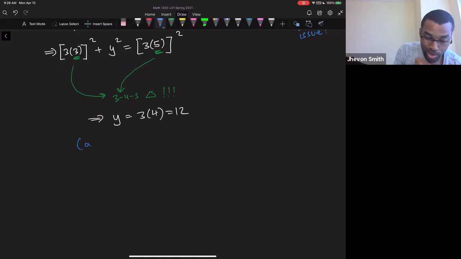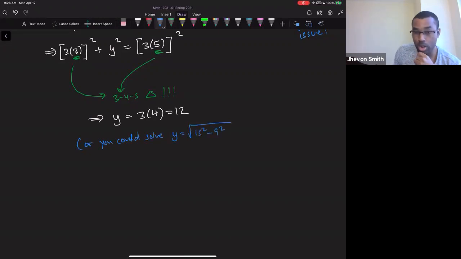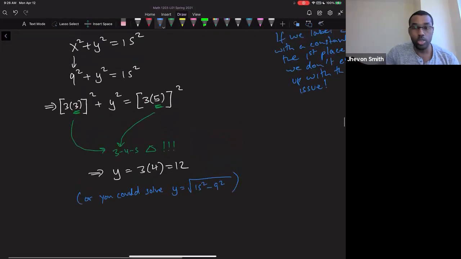Or you could solve for it: y is equal to the square root of 15 squared minus 9 squared, and then you work that out. But in theory, you're not using a calculator on an exam, so that would be very annoying. But you could do it. Square 15, square 9, subtract it. You'll get 144. You take the square root of it. You'll eventually get to 12. But it's nicer to just notice, hey, that's a 3, 4, 5 triangle where all the sides are multiplied by 3. And so y equals 12.